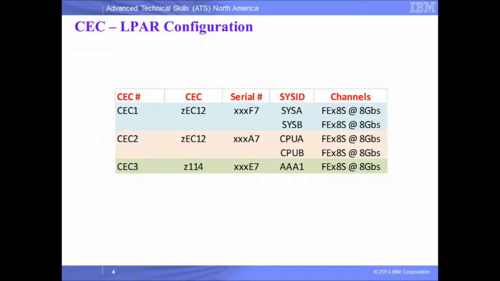This chart shows the CEC to LPAR configuration. We will name the CECs as CEC1, CEC2, and CEC3. CEC1 and CEC2 are zEC12 and CEC3 is a z114. All CECs are connected to the DS8870 through FICON Express 8S channels, usually referred to as FEX8S. All the channels are running at 8 gigabit per second speed.